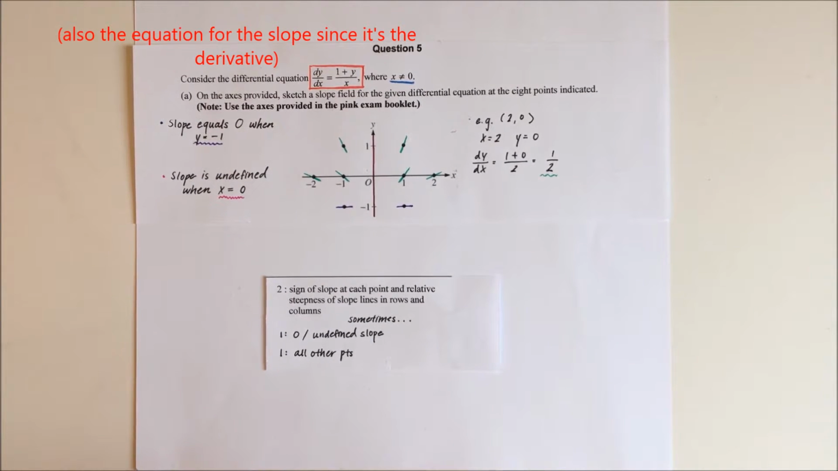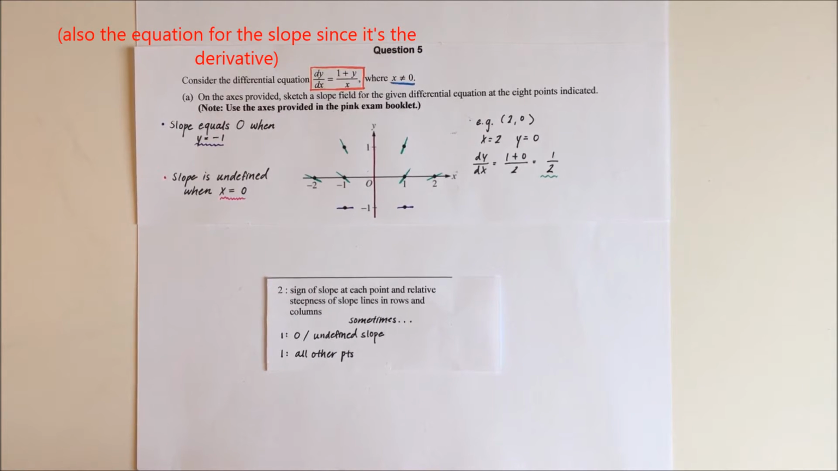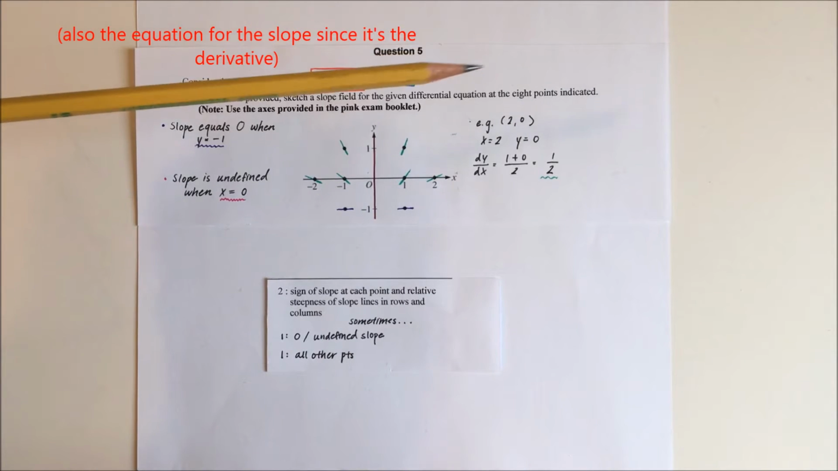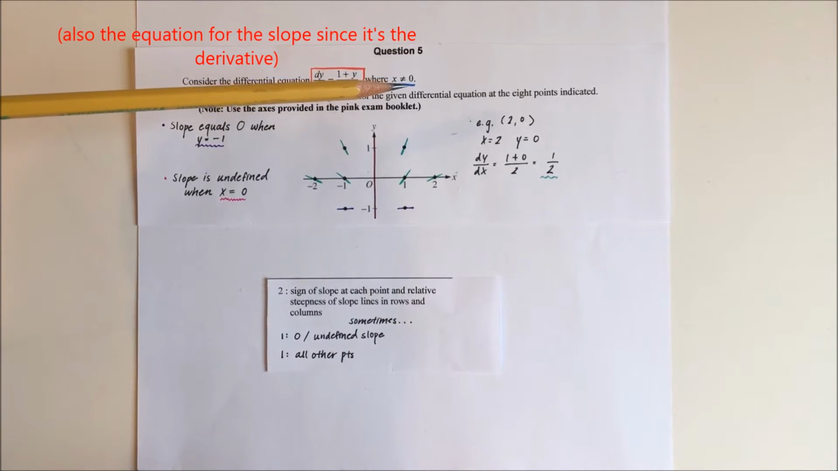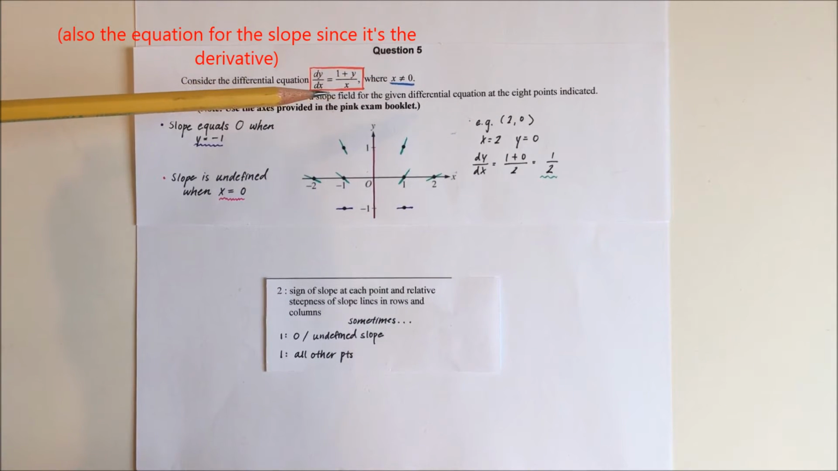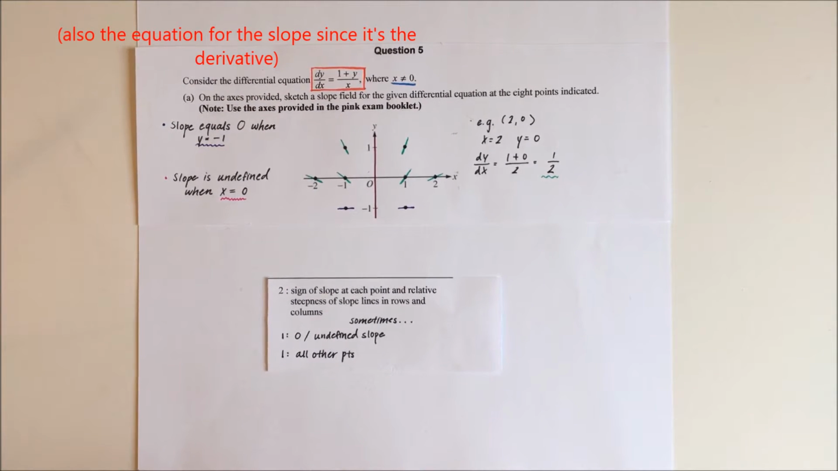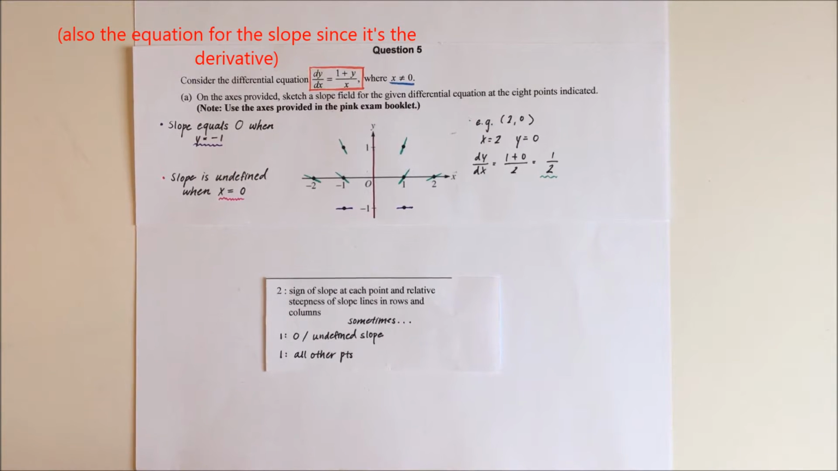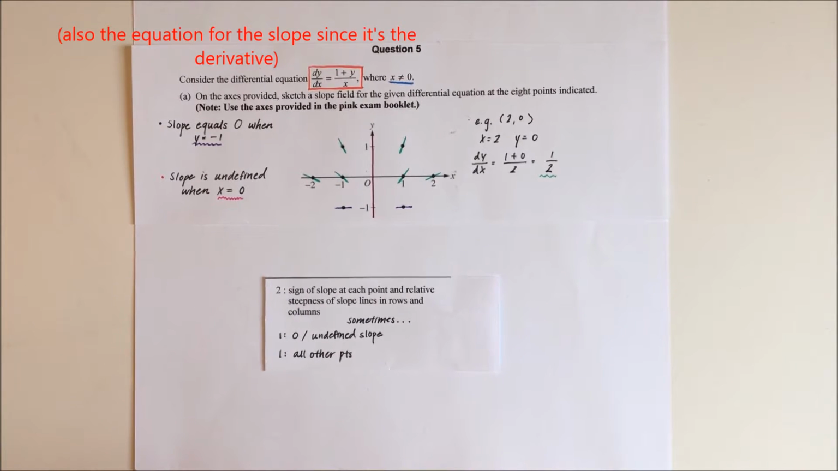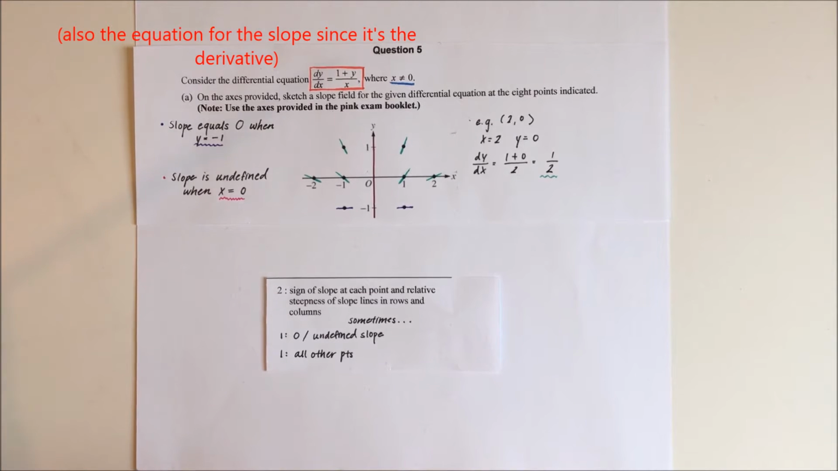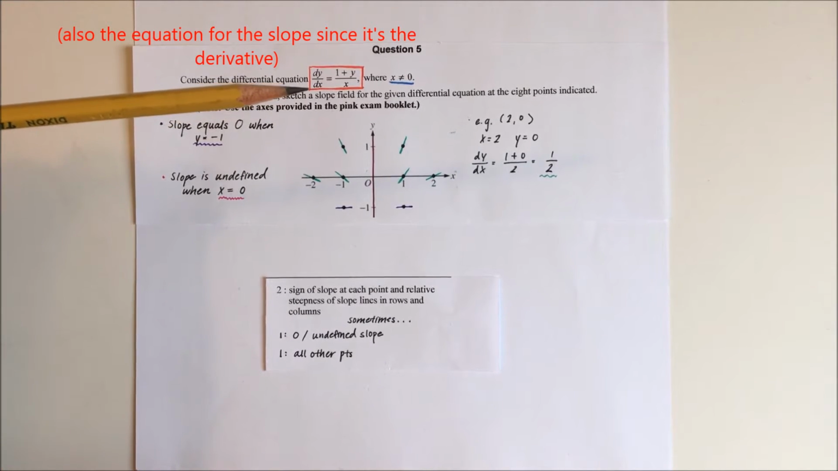Next, we can find when the slope is undefined, and we can tell that the slope is undefined when x equals 0, because the restriction that they gave us was that x cannot equal 0. When x is equal to 0, the denominator is equal to 0, which makes this equation undefined. Thus, along the y-axis, or when x is equal to 0, we do not mark anything, because the slope is undefined. For all the other points, we can plug their x and y values back into the differential equation, which is outlined in red.